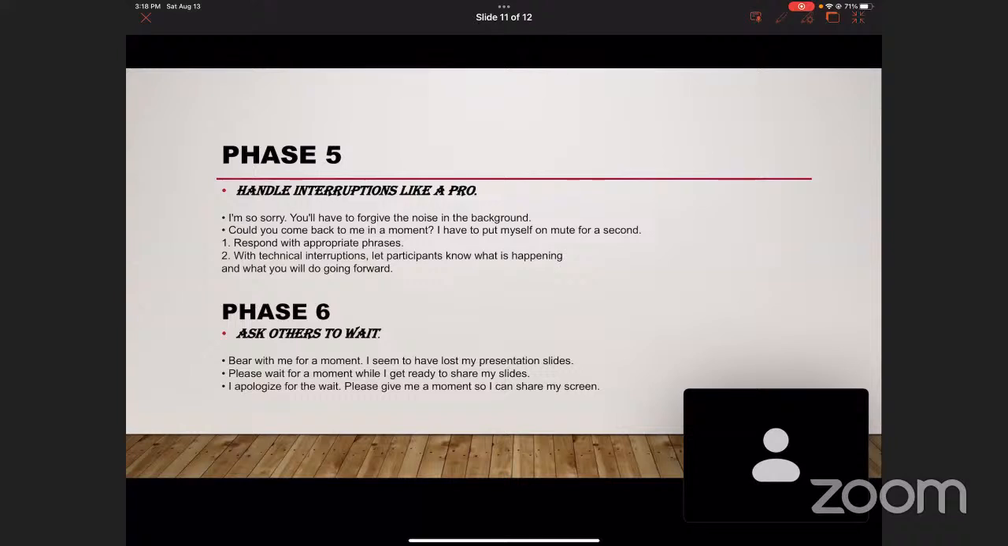And phase 5 is to handle interruptions. The interruption could be from participants, or from background noise, or it may be a technical issue. So you can say, I'm so sorry. You'll have to forgive the noise in the background, which may be construction or noise outside, or a child crying. And you can say also, could you come back to me in a moment? I have to put myself on mute.